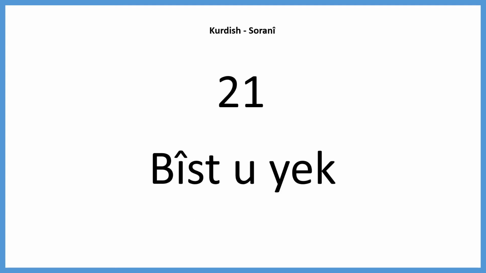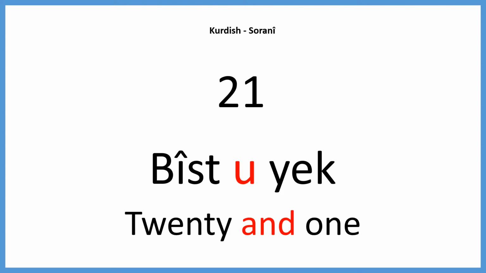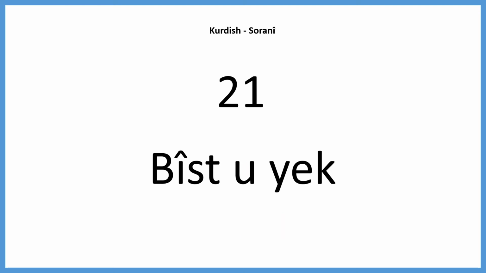The number 21 in Kurdish can be translated to English exactly as 20 and 1. The letter U, on its own, translates to and in English. Every number between 20 and 100, except for multiples of 10, follows this simple rule. This means that you would only need to memorize the numbers 20, 30, 40, 50, and so on. So, 21 would be Beast u Yek.